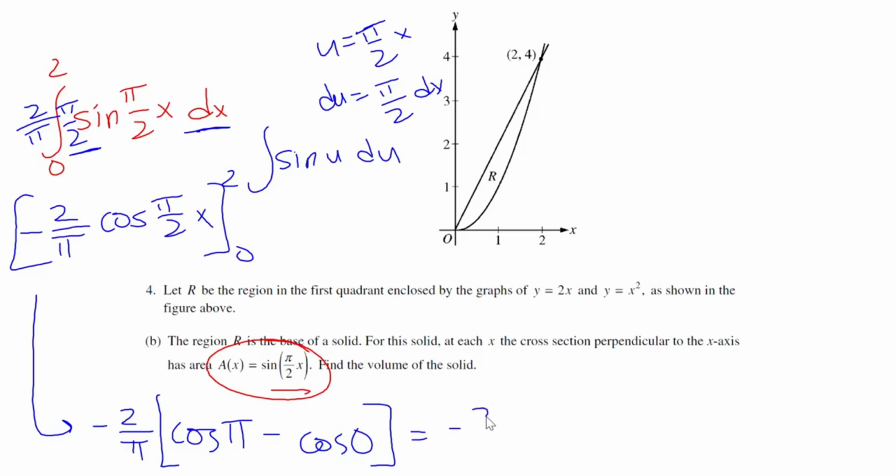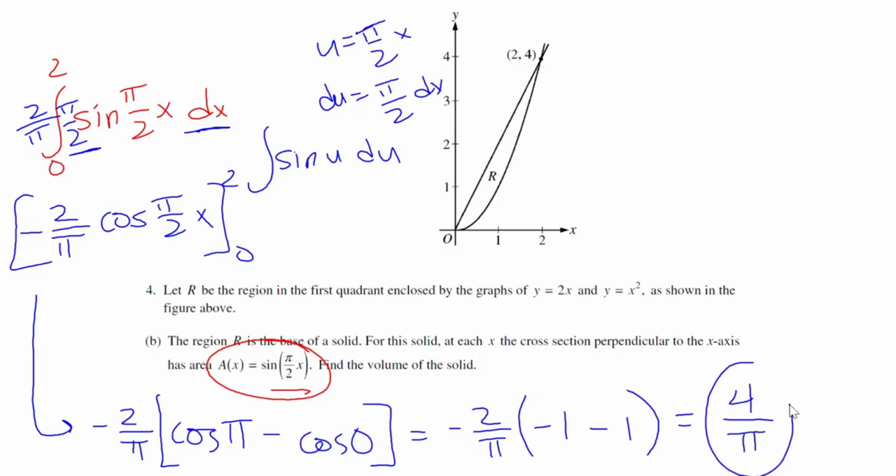So what we've got is negative 2 over pi times the cosine of pi, which is negative 1 minus 1, or negative 2 times negative 2 over pi, which gives you 4 over pi. And that was worth 3 points. 1 for the correct integrand, 1 for the correct antiderivative, and 1 for the final answer.